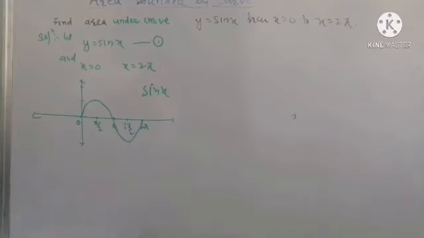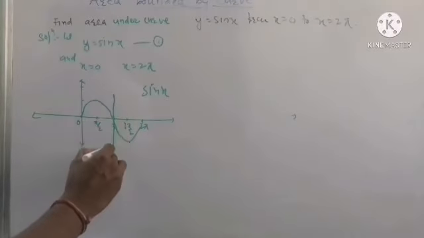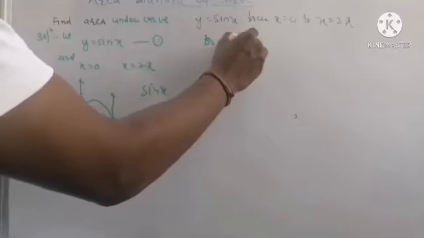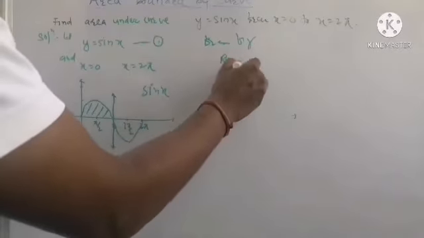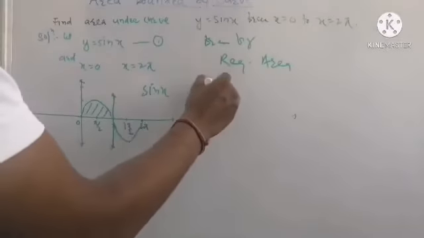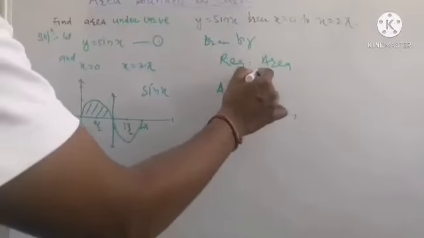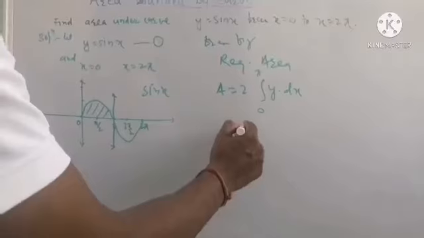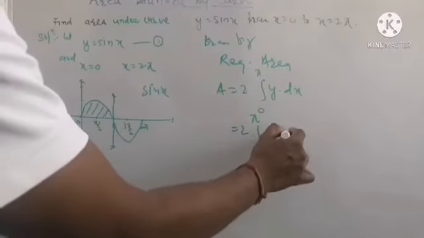So to find the required area, we take the area from only 0 to pi, and from the figure we can say that the required area A is equal to 2 times this shaded area. And this shaded area is the integration from 0 to pi bounded by the curve with respect to the x-axis. Now from 0 to pi, y is given as sin x dx.